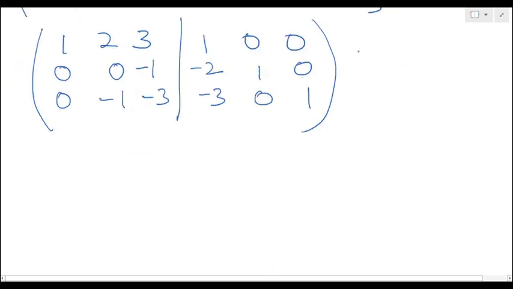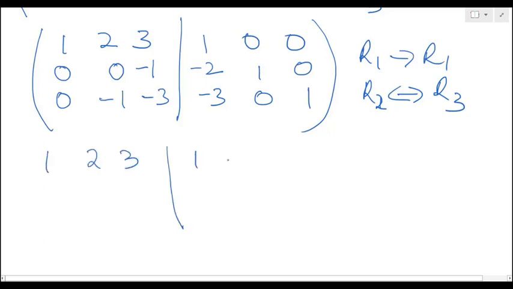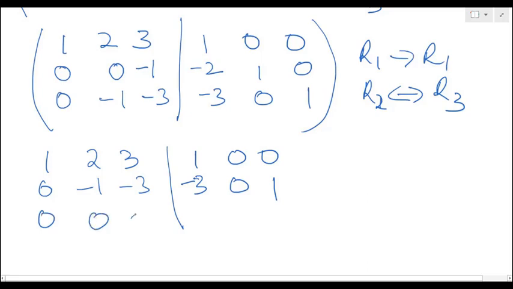Now we retain row number 1 as it is, and we interchange row number 2 and row number 3, and that will give us 1, 2, 3 into 1, 0, 0. Row number 2 becomes 0, minus 1, minus 3, minus 3, 0 and 1. Row 3 becomes 0, 0, minus 1, and this is minus 2, 1 and 0.